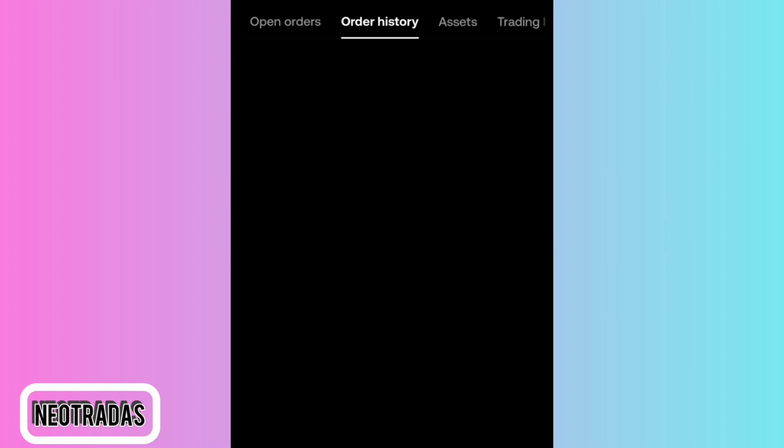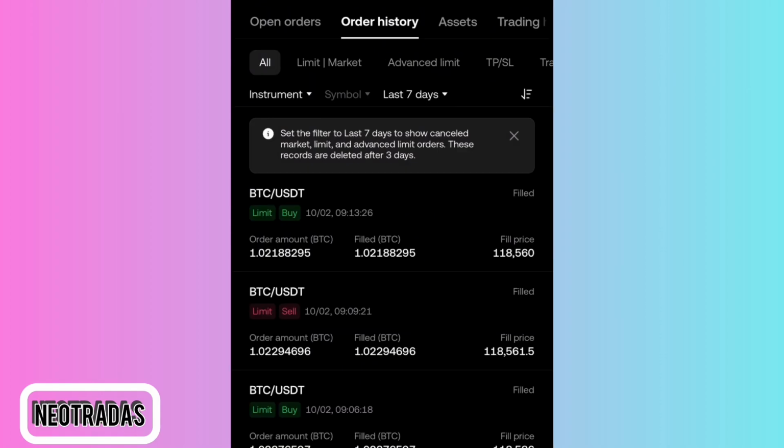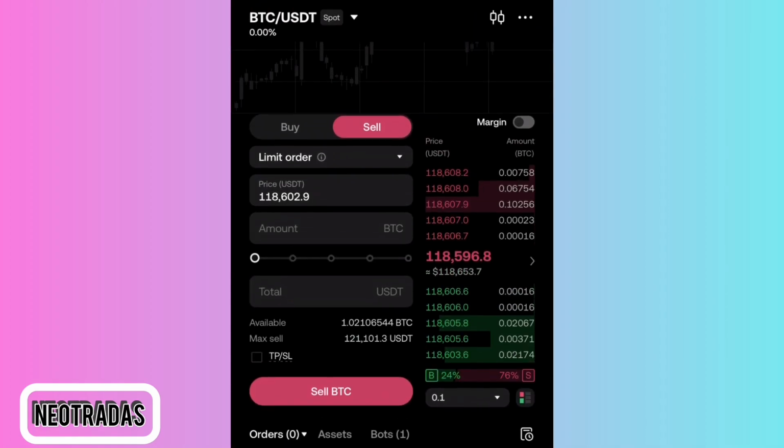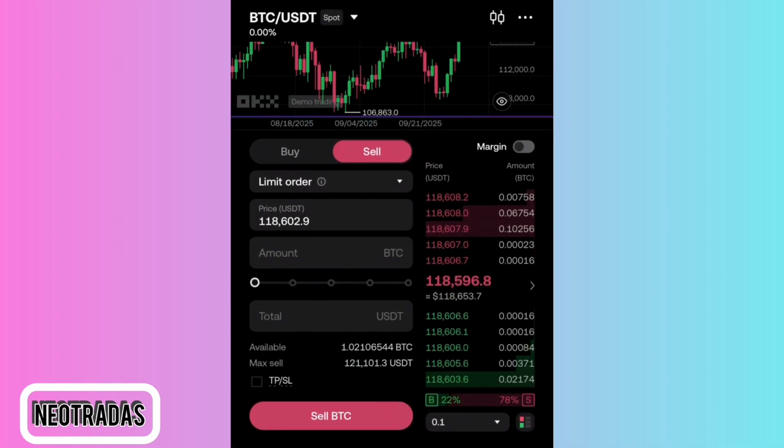Now you see your orders history here. We do have what we wanted to buy BTC at, 560. Our price that we bought BTC at was 118,560. We want to sell above 118,560. We do have price guarantee at 118,596, which is a good difference in it.